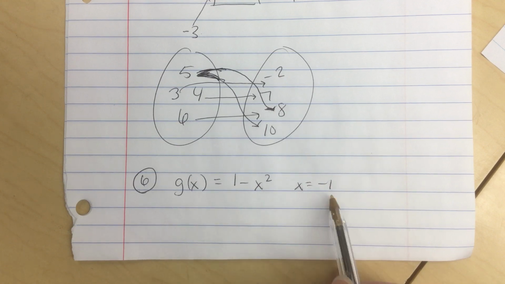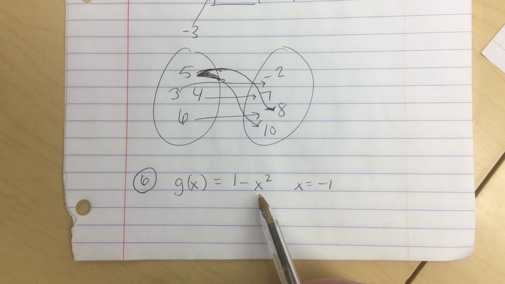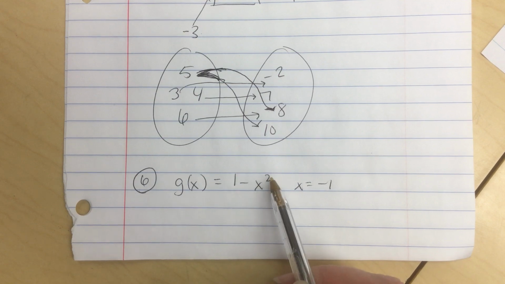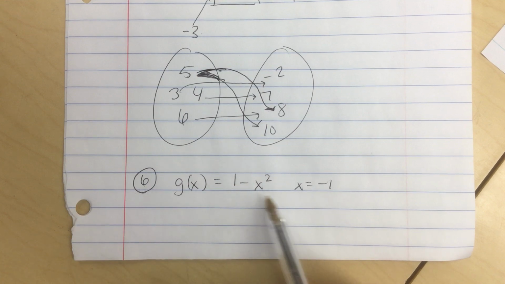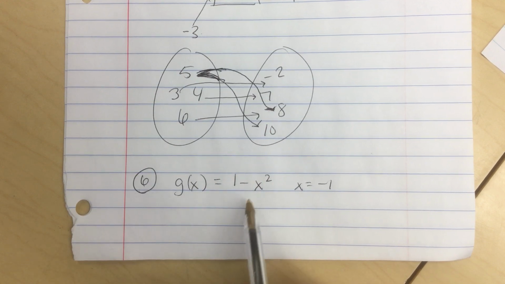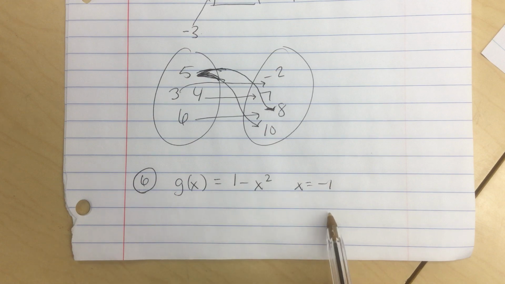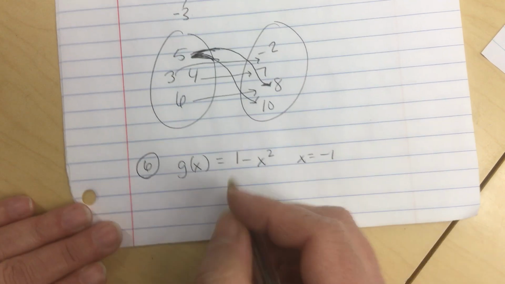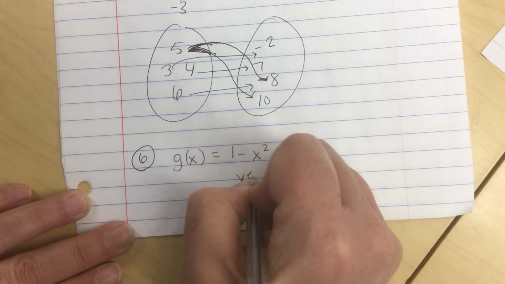So the question is, is -1 in the domain? If I take -1 and put it in for x squared, I get 1, and then 1 minus 1 is 0, I get an answer. So it's weird to say, is -1 in the domain of this, because everything works in this. The domain of this function is all real numbers. So -1 is definitely going to be in the domain. So this answer would be yes.